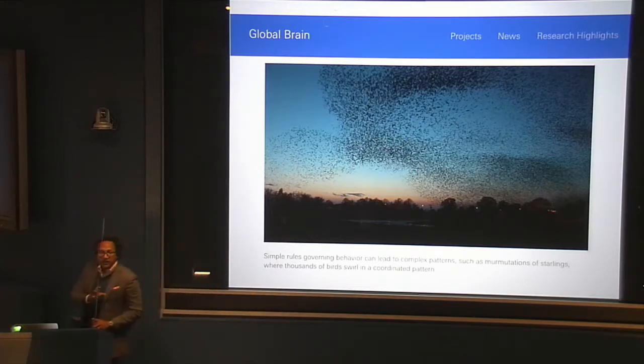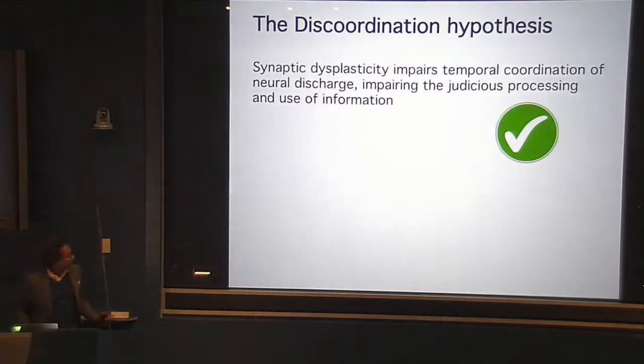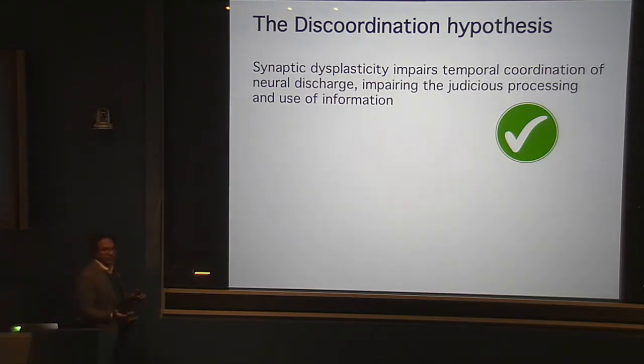And it's these kinds of interactions that I've just described for you that seem to be abnormal in the Fragile X mouse. So that's precisely what was predicted by the discoordination hypothesis. We didn't pull that out of thin air. We had seen the same kinds of phenomena in other models that maybe represent things like depression or schizophrenia in particular.